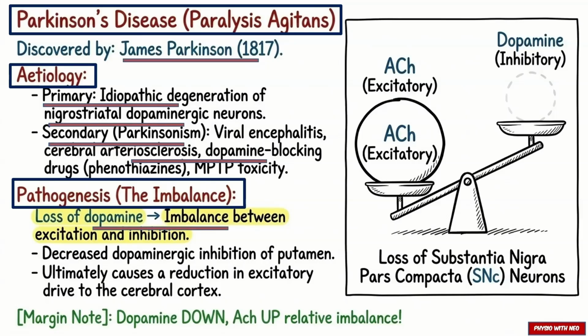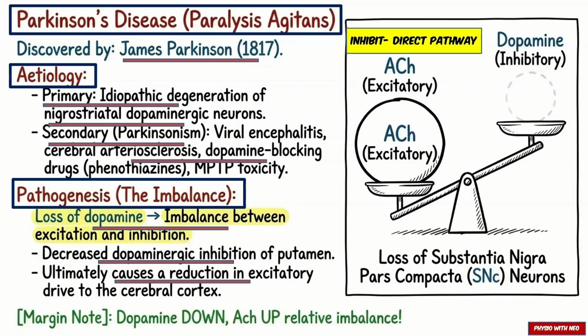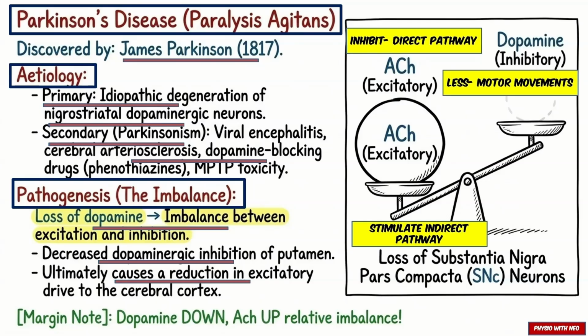There is a loss of dopamine, so that causes imbalance between the excitation and inhibition. So decreased dopaminergic inhibition of putamen ultimately causes a reduction in excitatory drive to the cerebral cortex, and this ultimately leads to inhibition of the direct pathway, so there is less motor movement, and stimulation of the indirect pathway, so there are more unwanted movements. If you understand this pathogenesis at the cellular level, you'll realize the different clinical features of Parkinson disease.